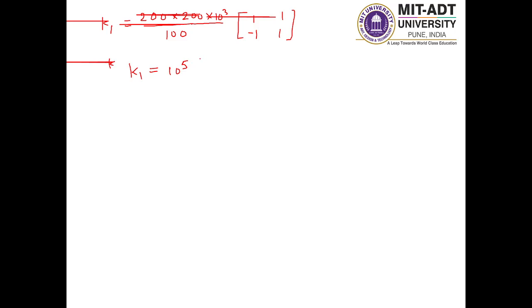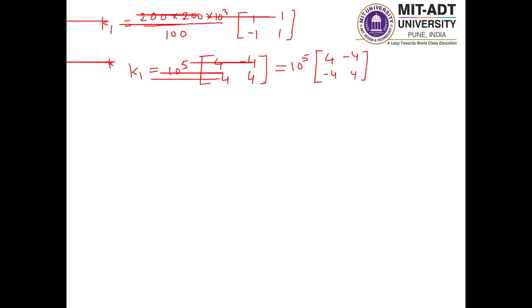The remaining values are 4, -4, -4 and 4. Okay. Once again I will write, something is going wrong. I am not able to write, or it is giving a straight line. Okay, no problem. So this is how I have defined the K1 matrix.